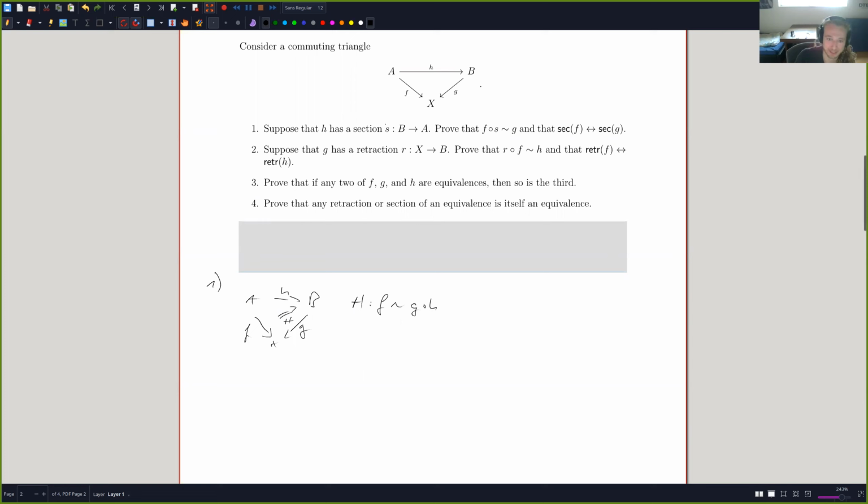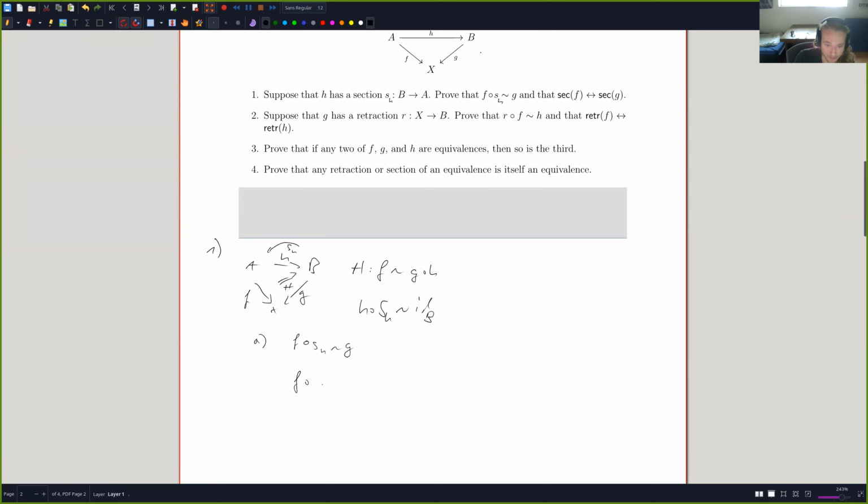So anyway, we also have the section s of h, and I'd like to put an h here so I don't forget which function this section belongs to. So we have s_h going this way. And we also know that h after s_h is homotopic to the identity on B. Okay, and we want to prove that f after s_h is homotopic to g.